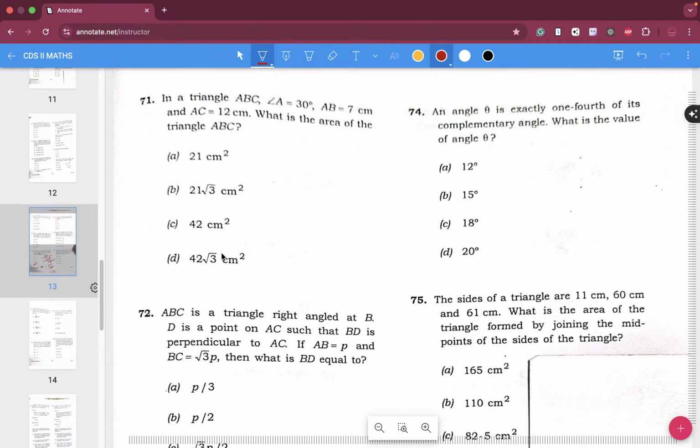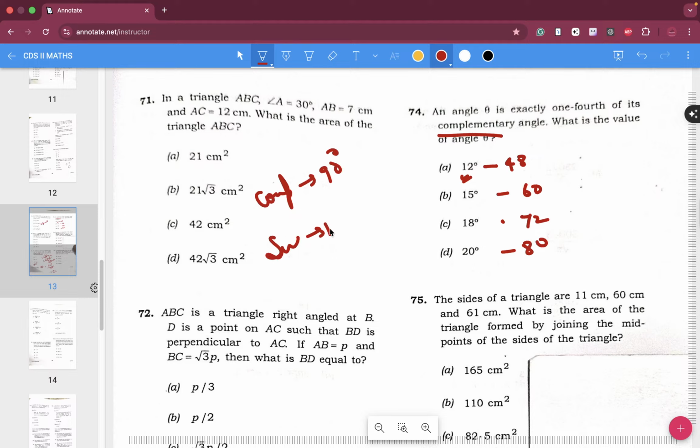Now this particular one, look at this. The angle theta is exactly 1/4 of its complementary angle. So theta is 1/4, which means the complementary angle is 4 times it. The options are 48, 60, 72, 80. Complementary means the summation has to be 90 degrees. Supplementary means the summation has to be 180 degrees.